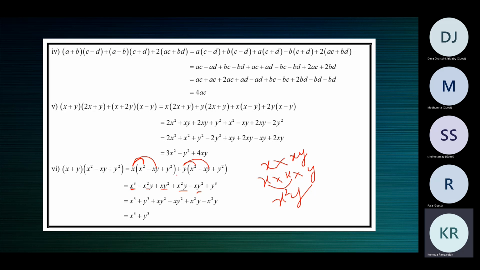And the signs: when you multiply two terms, for example x and xy, x has a positive sign, xy has a negative sign. So plus into minus is minus, that's what we've written here. That's how we write the signs. When you're multiplying two terms, first multiply their signs, then multiply the terms.